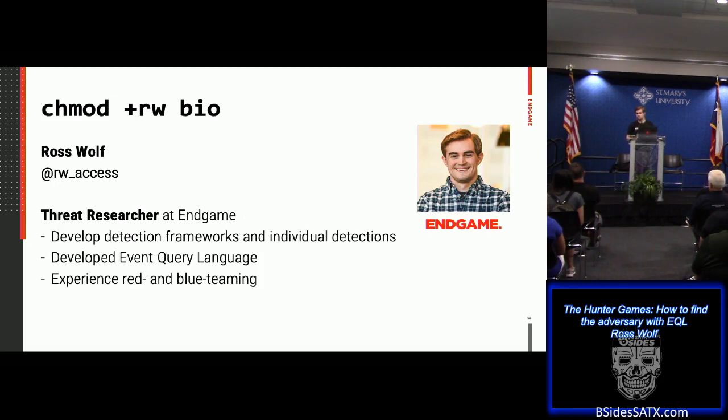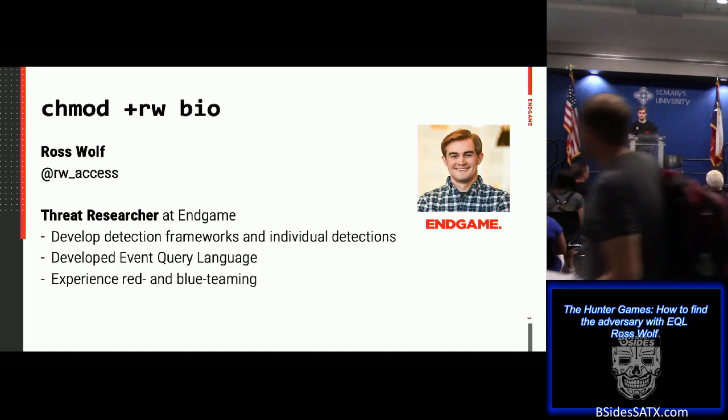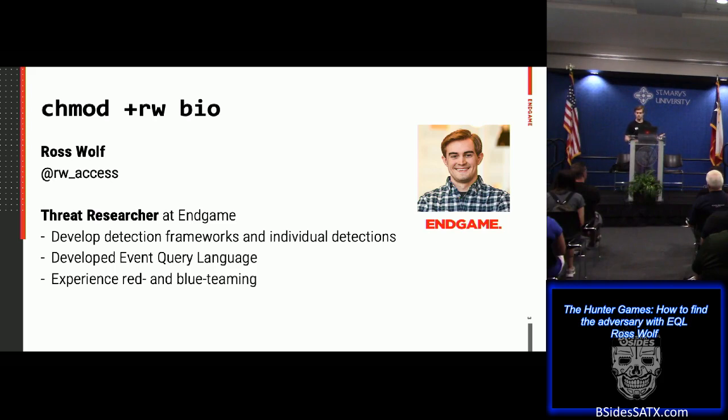for detecting things? As part of that, I created the Event Query Language, which we open sourced last year, and this entire ecosystem around it. Before Endgame, I was at MITRE, where I did a lot of red and blue teaming. So I'm coming from that mindset of the usual purple test: if I'm the red teamer, what am I going to do to evade the blue team? That usual cat and mouse game of, how can you actually find something?